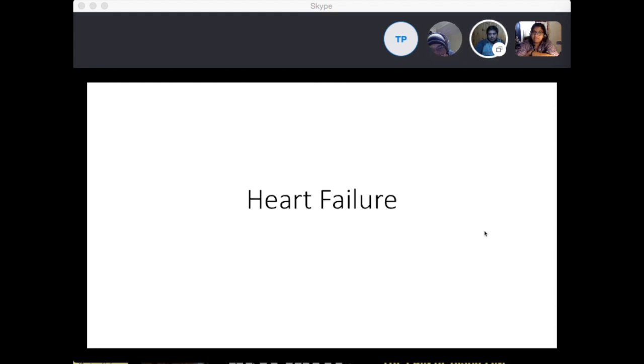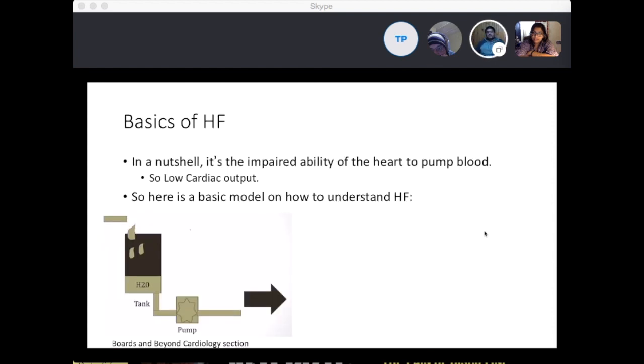All right, so moving on, we're going to talk about heart failure. So, basics of heart failure. In a nutshell, it's the impaired ability for the heart to pump blood. So you're going to see low cardiac output. So let's look at a basic model. We have a pump that's basically connected to a tank that has water, and this pipe constantly increases water. But what this pump is doing is pushing out the water as the water is coming in. So it makes sense. If this pump runs efficiently, you're not going to have an increased amount of water.